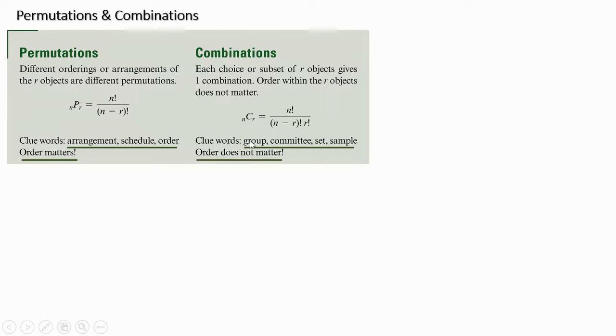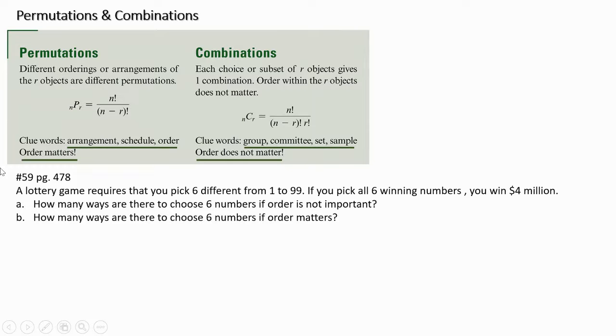Okay, now this is number 59 on page 478. It says here, a lottery game requires that you pick 6 different numbers. I forgot to put numbers there. That you pick 6 different numbers from 1 to 99. If you pick all 6 winning numbers, you win $4 million. How many ways are there to choose 6 numbers if order is not important?